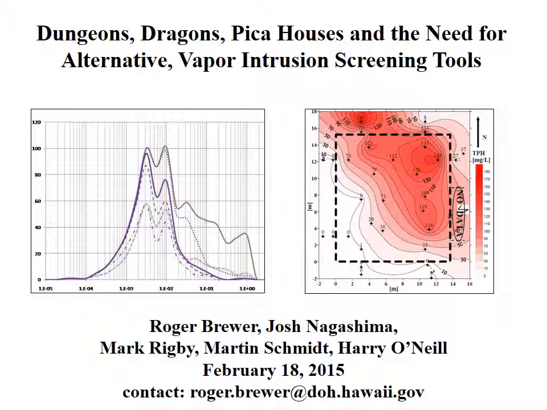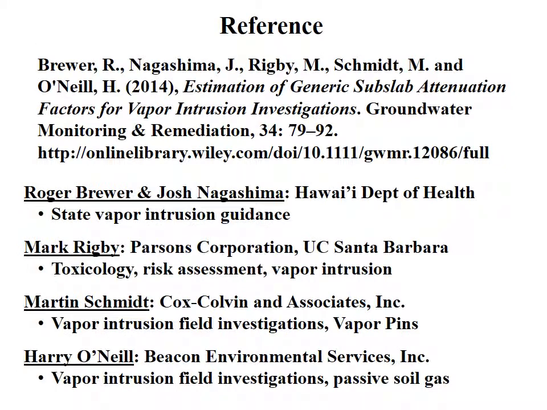This is actually the second of a two-part series on vapor intrusion. The first webinar was given by myself on February 18th, entitled Dungeons, Dragons, Pica Houses, and the Need for Alternative Vapor Intrusion Screening Tools. That webinar gave a basic overview of vapor intrusion. We also reviewed a paper that we recently published entitled Estimation of Generic Subslab Attenuation Factors for Vapor Intrusion Investigations. That was written by myself and Josh Nagashima of the Hawaii Department of Health.